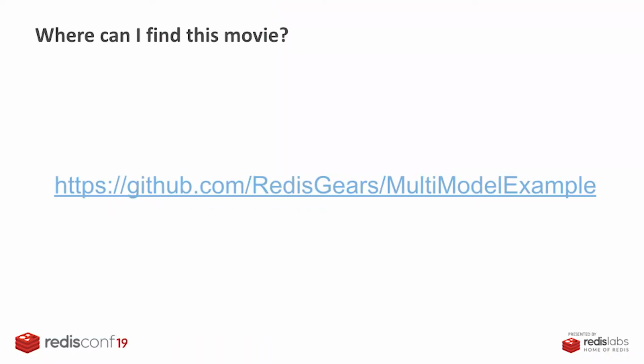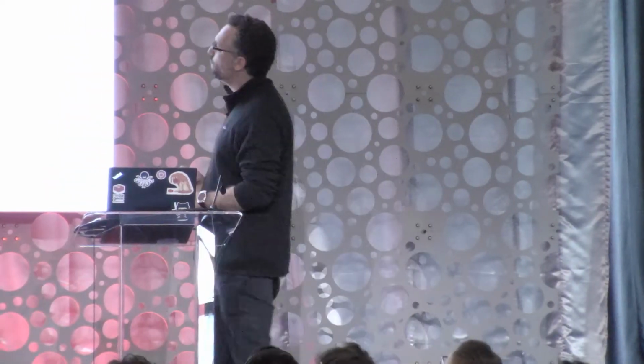So where can you find this example? Redis Gears, as you probably saw in the keynote, was introduced today. So we have a repo for that, and we have a repo of examples, an organization called Redis Gears, where we are starting to accumulate examples and use cases. So this is one of the examples that you can find there, like how you can build the multi-model database step by step.